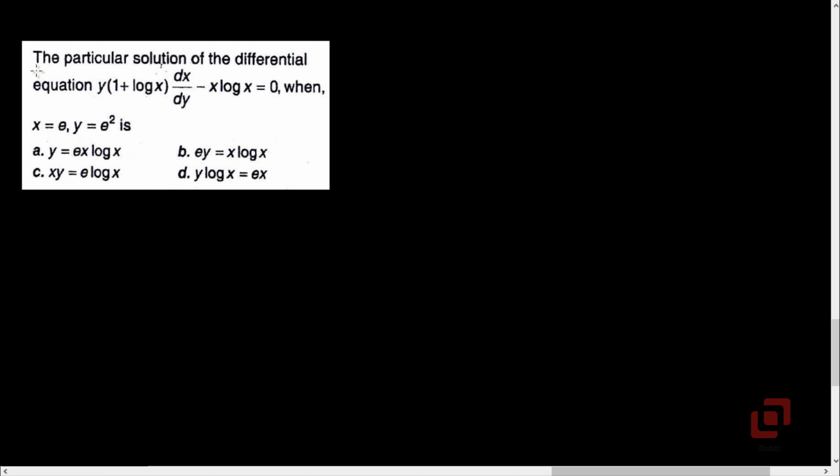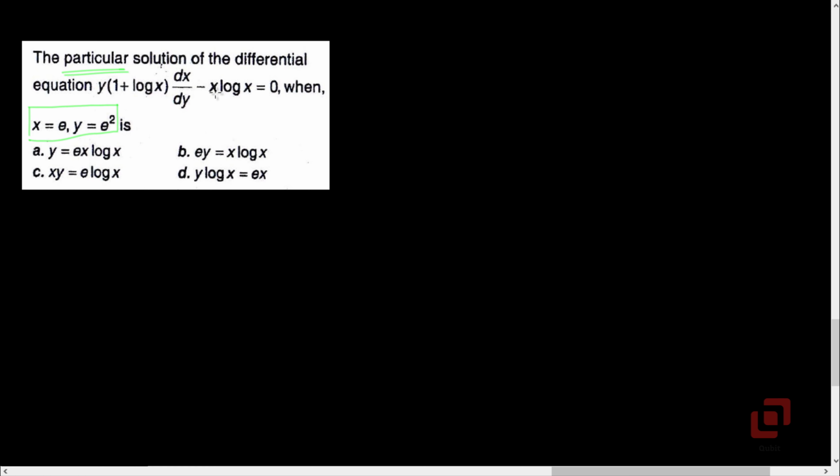Next problem. The particular solution of the differential equation y into 1 plus log of x into dx by dy minus x into log of x equal to 0 when x equal to e, y equal to e squared is. What do we mean by particular solution? In particular solution, we do not have the arbitrary constant c. Instead of that, we make use of the information provided in the problem to find the value of c for that particular case. Anyhow, we have to first solve the differential equation to obtain the general solution.